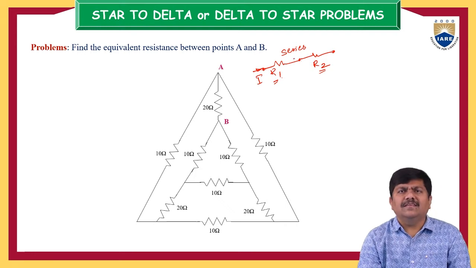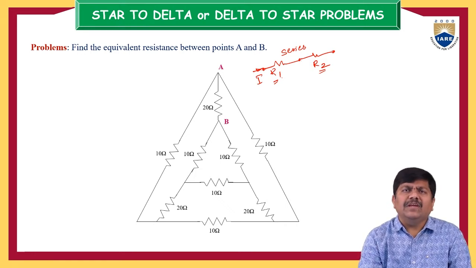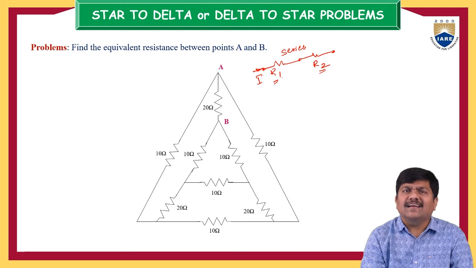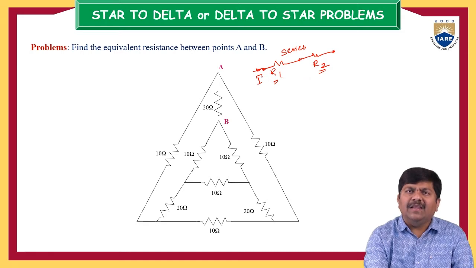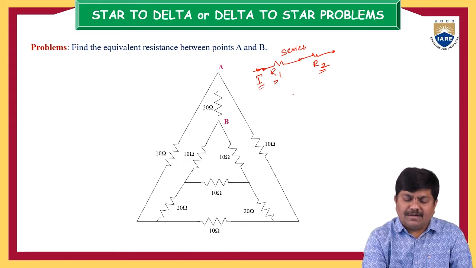The important thing to remember is, as long as the current is the same through these passive elements, active elements, or any elements, those elements are connected in series. So this connection is ensured by identifying the magnitude of that particular current.